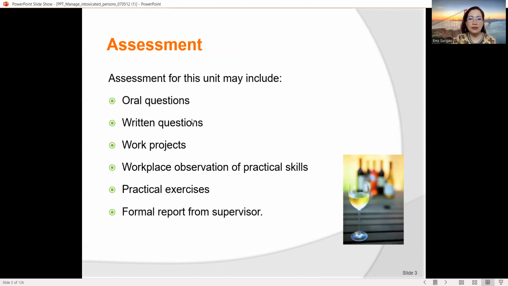For the assessment, we have oral and written questions, work projects, workplace observation of practical skills, practical exercises, and a formal report to the supervisor.